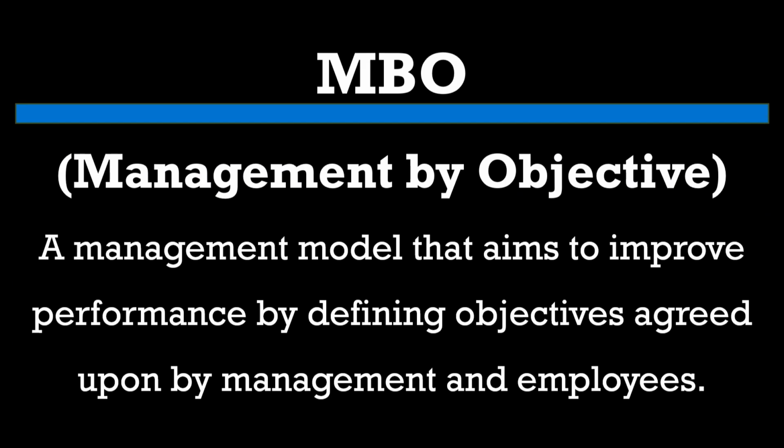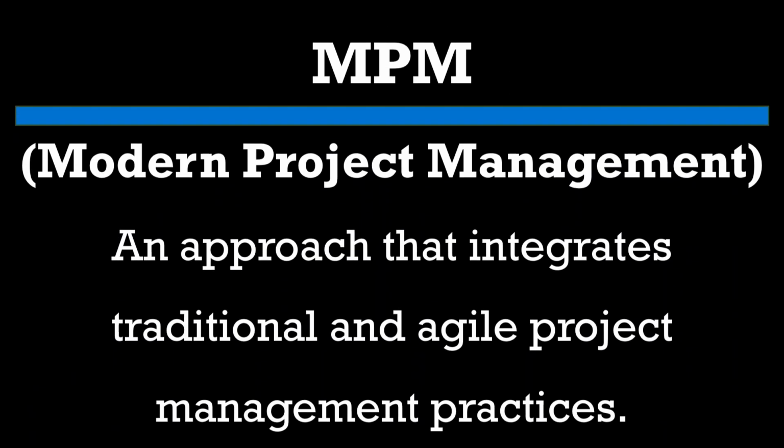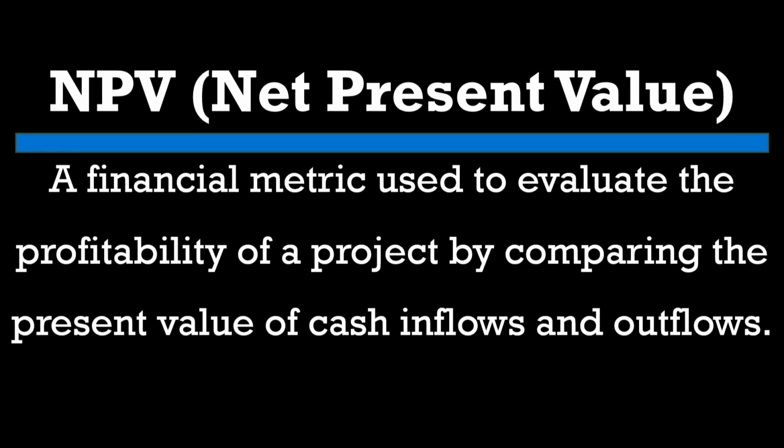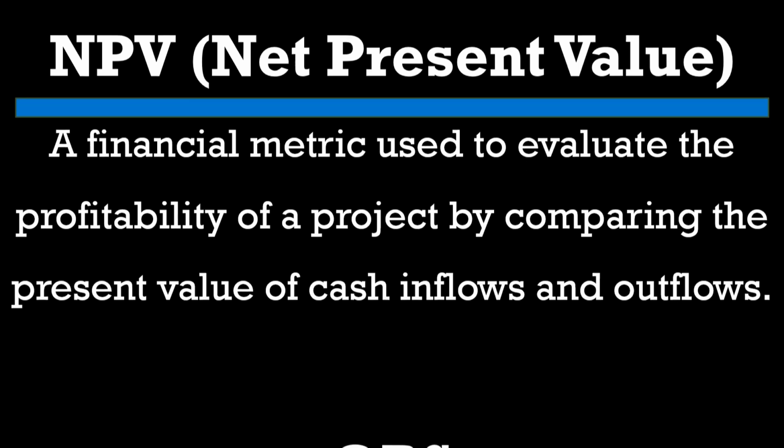MBO, Management by Objectives, a management model that aims to improve performance by defining objectives agreed upon by management and employees. MPM, Modern Project Management, an approach that integrates traditional and agile project management practices. NPV, Net Present Value, a financial metric used to evaluate the profitability of a project by comparing the present value of cash inflows and outflows.